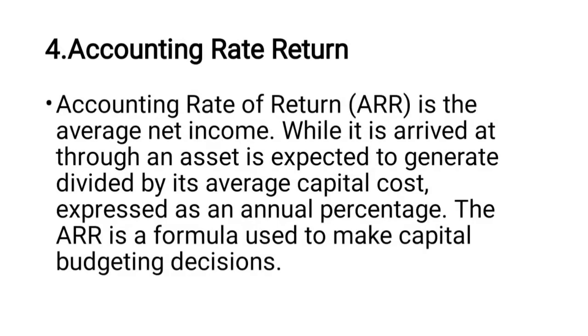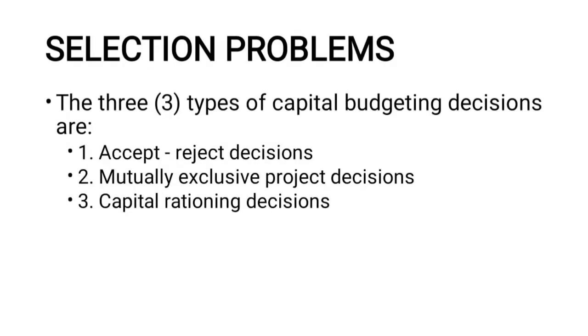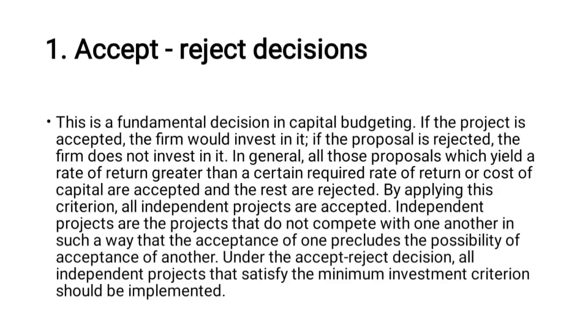Next is selection problems, and there are three types of capital budgeting decision. First is the accept-reject decision. Second is the mutually exclusive project decision, and lastly is the capital rationing decision. So first, the accept-reject decision.